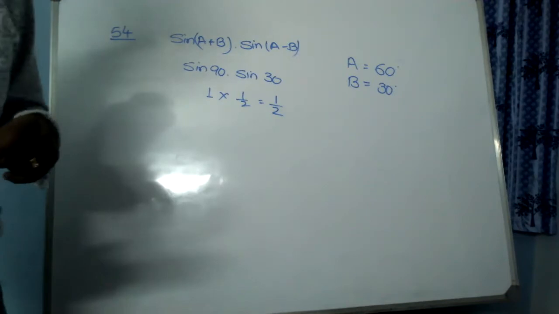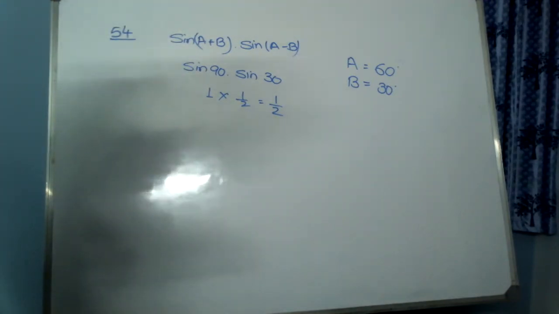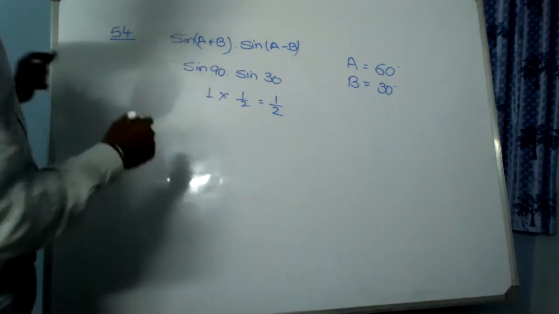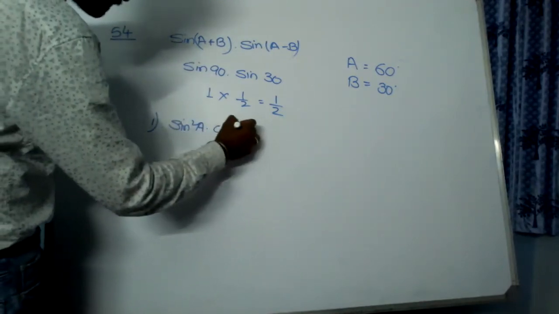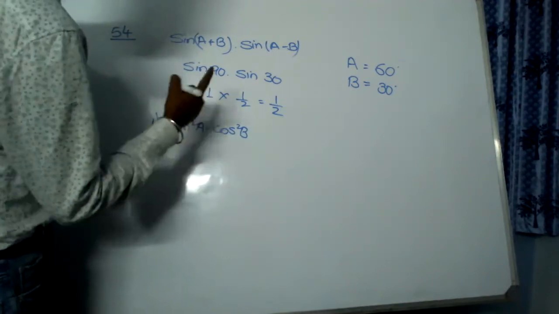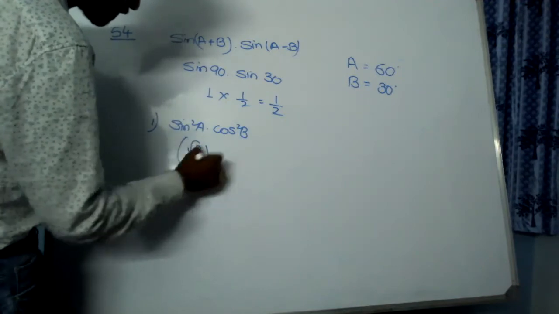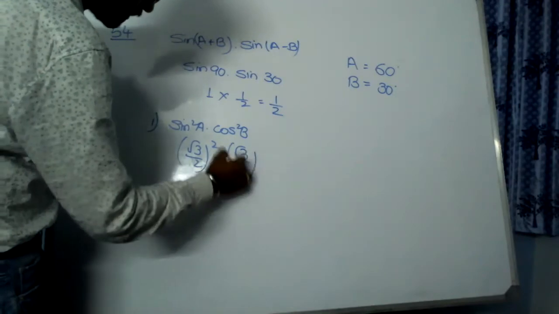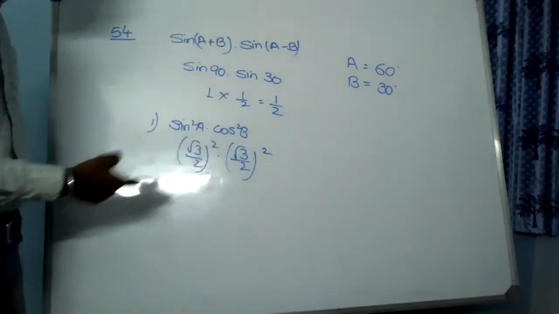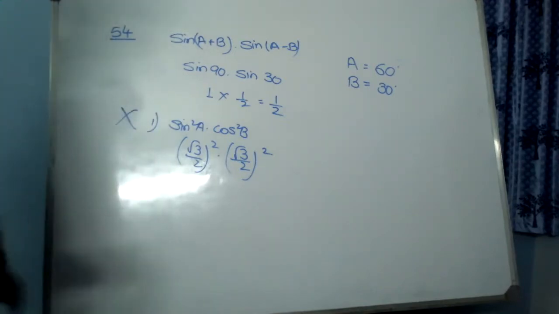So I'll first go with the first one. It says sine square A into cos square B, right? It's into only. So if I check my first answer, sine square A into cos square B, what will I get? Sine square 60 degree is root 3 by 2 whole square, and cos square B means cos 30 square. Cos 30 is also root 3 by 2, squared. This is 3 by 4 into 3 by 4, which gives me 9 by 16. Of course, not giving me that answer. So the first option is not possible.